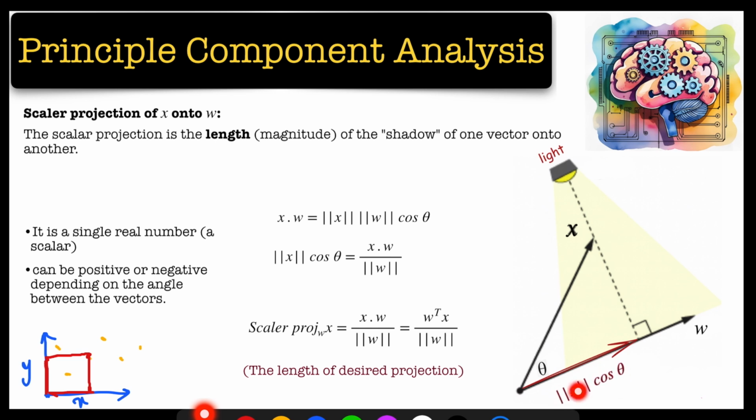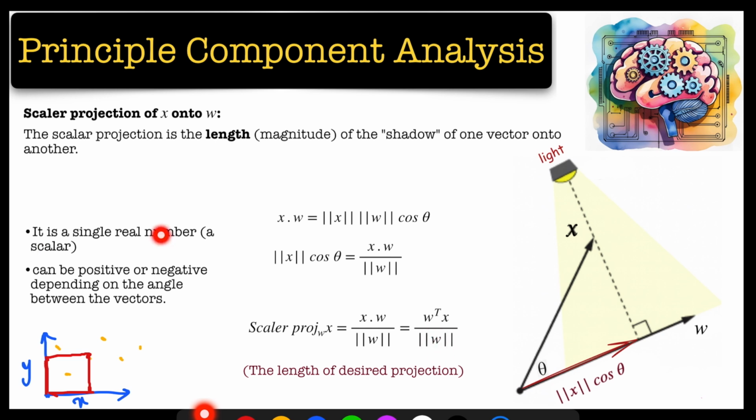But how do we find this norm X cos theta? There is a formula that we know already: the dot product of X and W is norm X times norm W times cos theta. What do we want to find out? Norm X cos theta. So norm X cos theta is X dot W divided by norm of W. That will be the scalar projection of X onto W: X dot W divided by norm of W, and X dot W is W transpose X, divided by norm of W.